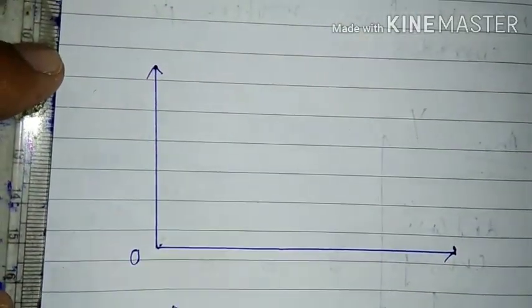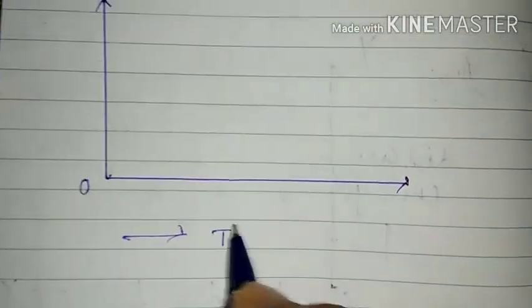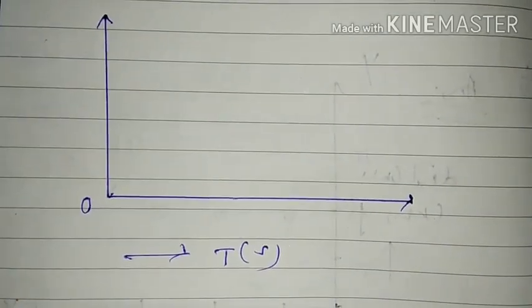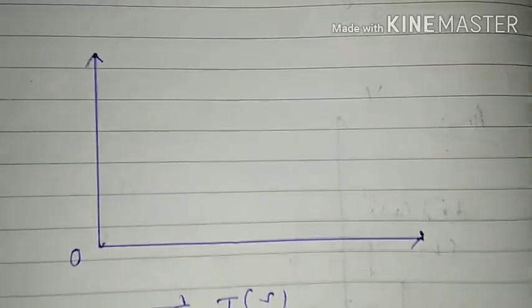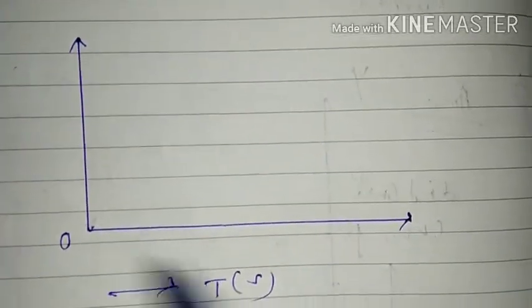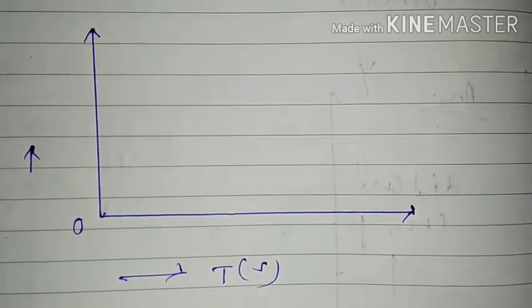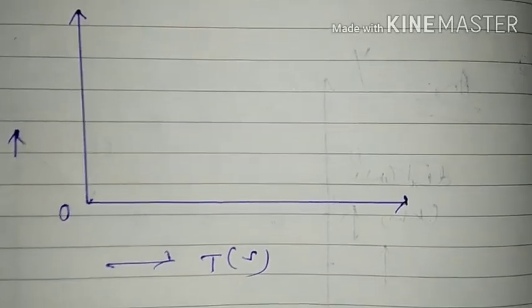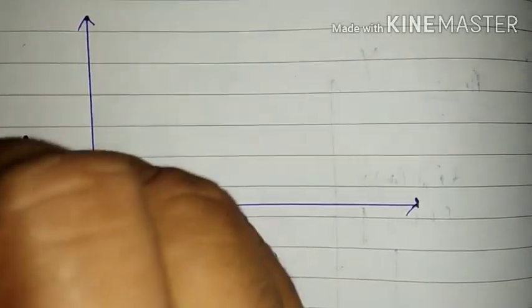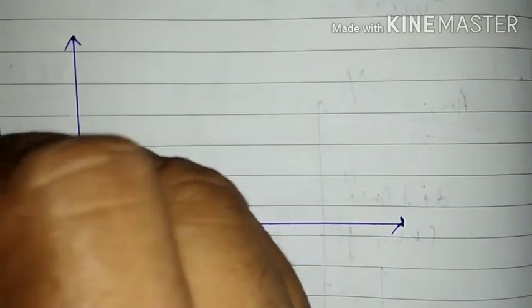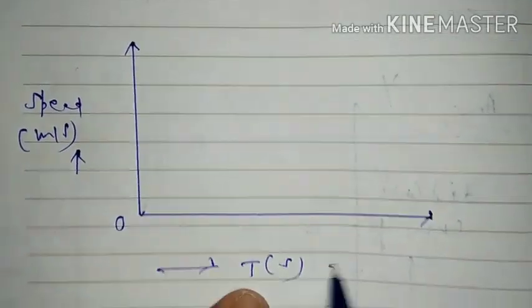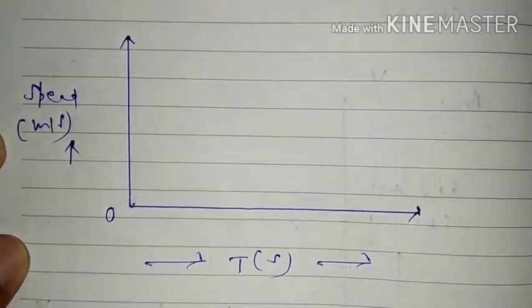This is the x-axis, this is the y-axis, this is the origin. Suppose we have taken along the x-axis time in seconds. Not always; we may take time in seconds, minutes, or hours according to our situation. And along the y-axis, suppose this is a speed-time graph, we have taken speed in meter per second.